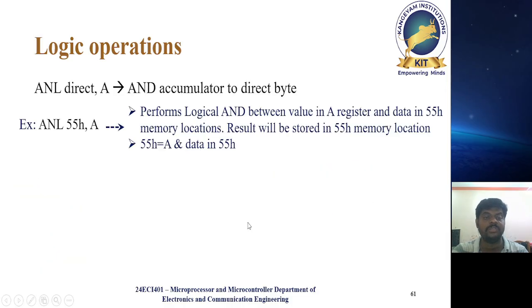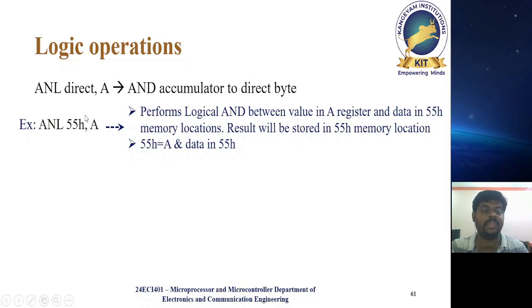So another instruction is ANL of direct comma A. That means in this case, the destination is a direct memory location. In arithmetical operations, what we have seen was that the destination will always be a register. But in logical operations, the destination can be a register or it can be a direct memory location.